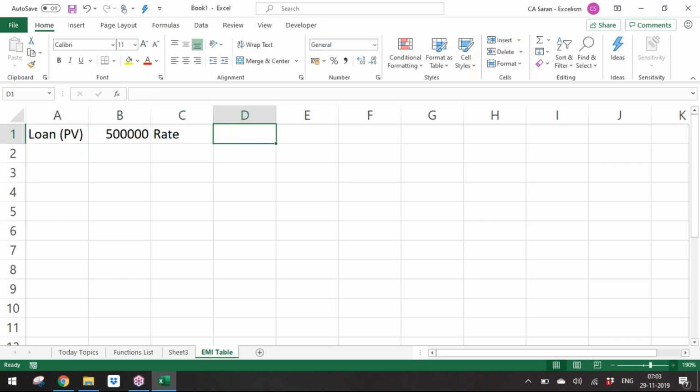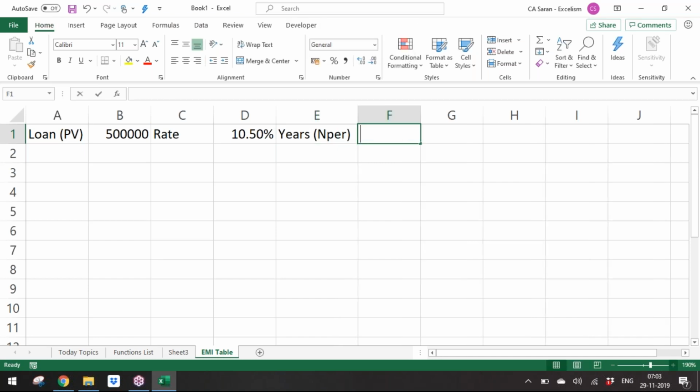Then what is the rate of interest? 10.5%. Then how many years am I going to pay? That's nothing but the number of periods. It was 10 years, but for the time being, in our case we'll keep 5 years, just for understanding purposes, so that the number of periods will be a little less.